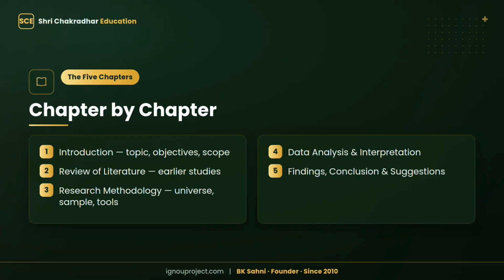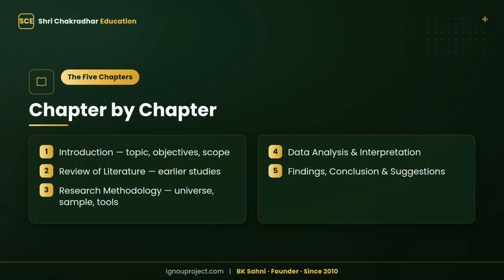Chapter 1. Introduction. Your topic, background, objectives, and scope. Chapter 2. Review of literature. What earlier studies already found. Chapter 3. Research methodology. Your universe, sample, tools, and limitations. Chapter 4. Data analysis and interpretation. Your tables, charts, and what they mean.